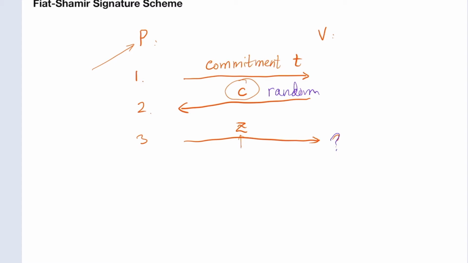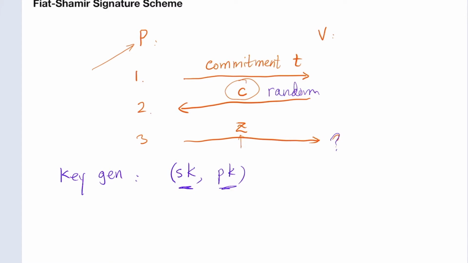For all the signatures in this scheme here, the Fiat-Shamir signature scheme, we assume that there is a key gen by the prover. So you have a secret key and you have a public key, right? So this is public, this is a secret, this is a public. You have a key pair.